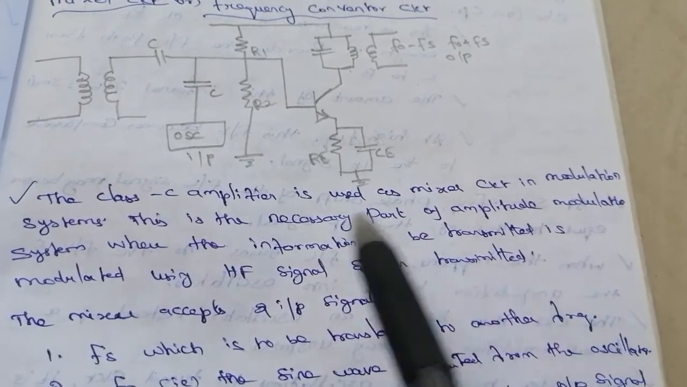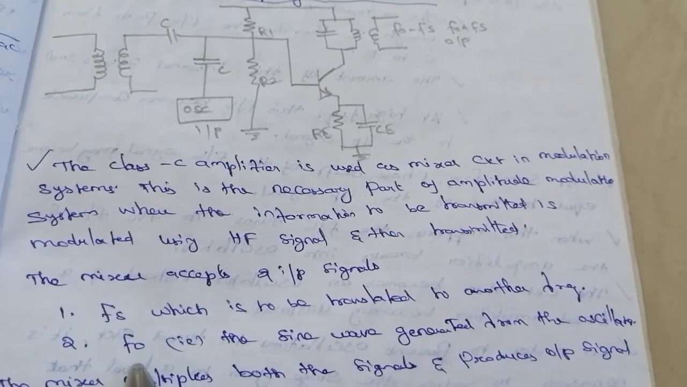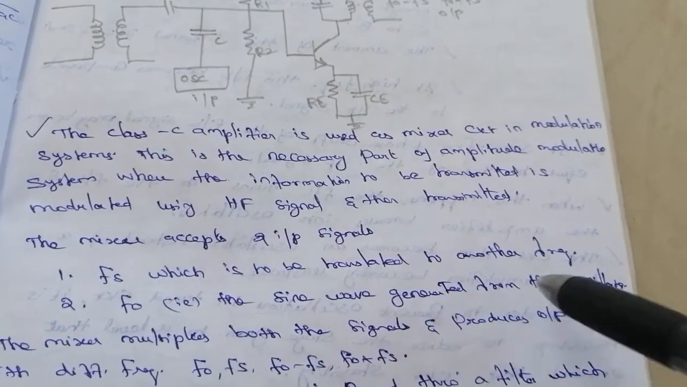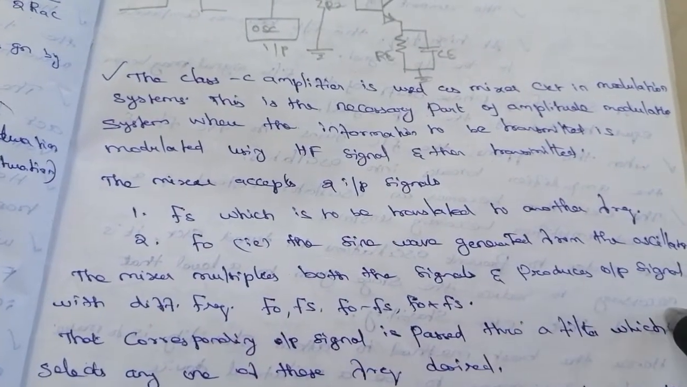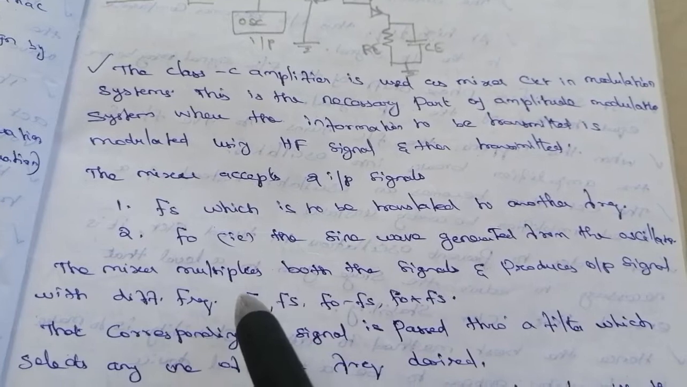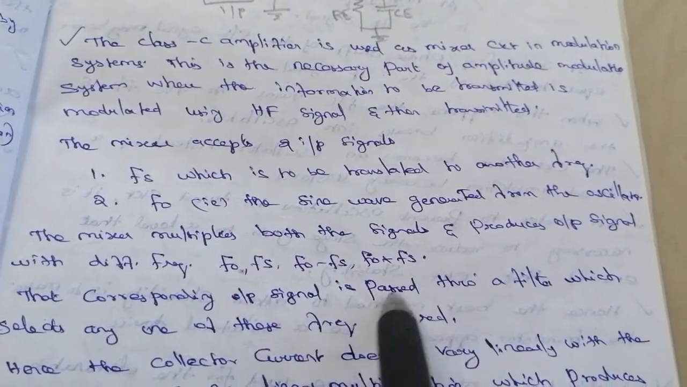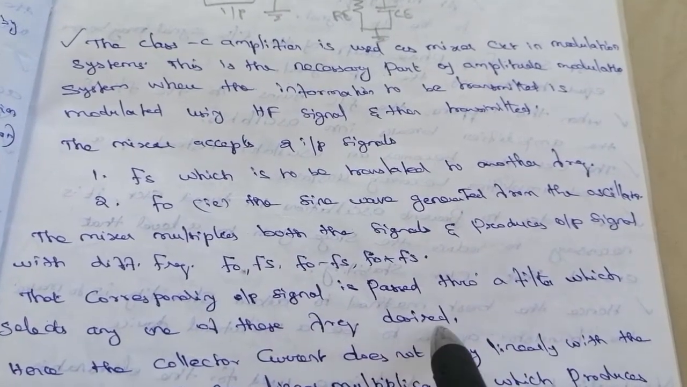The mixer accepts two input signals. One is Fs, and the other is F0, which is to be translated to another frequency, and F0 is a sine wave generated from the oscillator. The mixer multiplies both the signals and produces an output signal with different frequencies: F0, Fs, F0 minus Fs, and F0 plus Fs. The corresponding output signal is passed through a filter which selects any one of the desired frequencies.